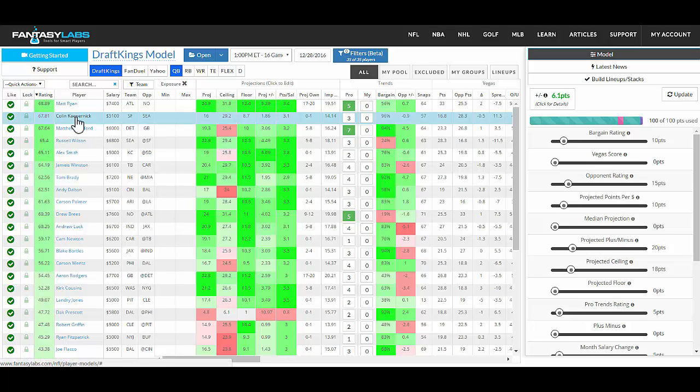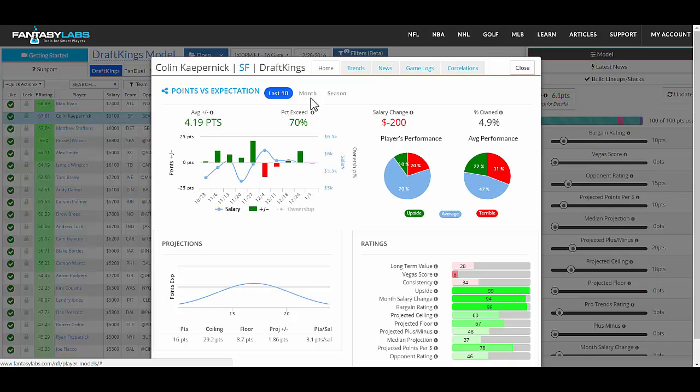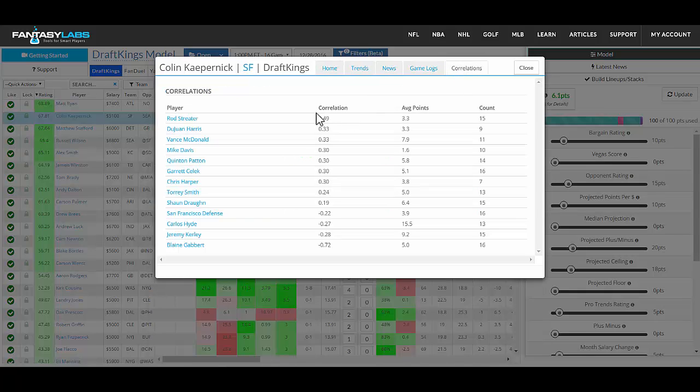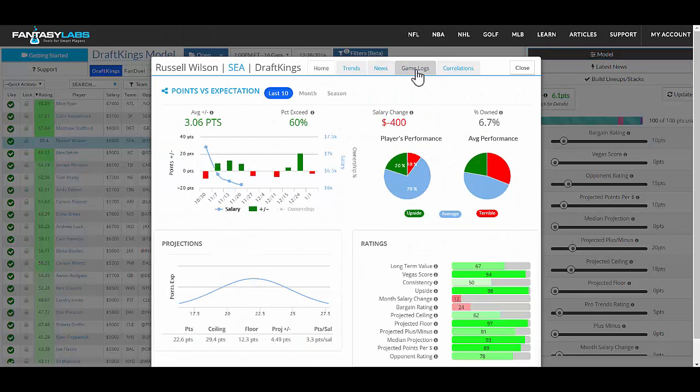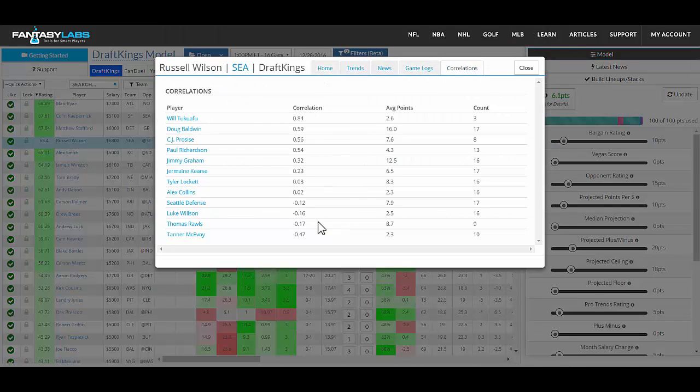I wanted to show you our correlations within player cards. If you click on a player's name from any tool, there's a tab on the player card called correlations. If you click on that, we have the correlation, the average points, and the count, which is the number of games for teammates of that player over the past 12 months. These numbers show how linked a player's production is to his teammates.